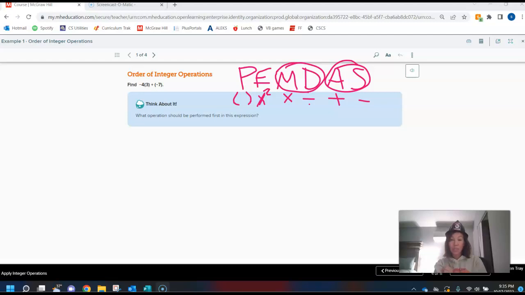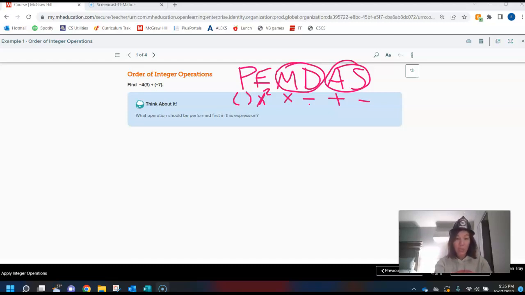So with these two, we always multiply and divide before we add and subtract. However, we do these in the order it's written in the problem, and same with these two. So it could be PEDMSA, potentially. Okay, so just keep that in mind with those order of operations.